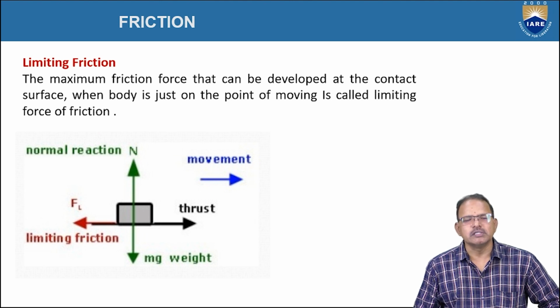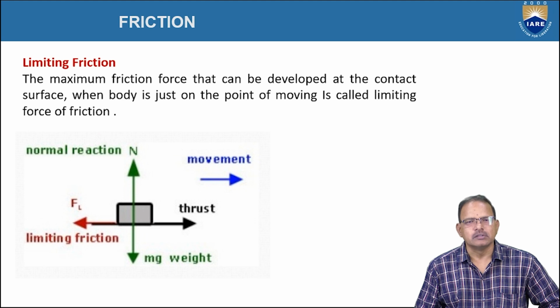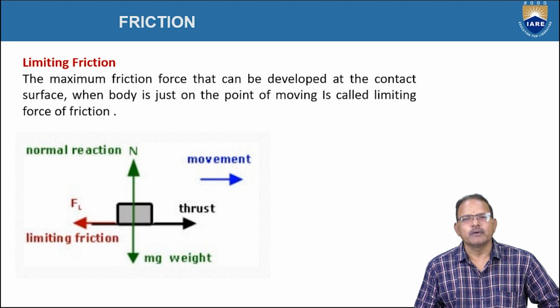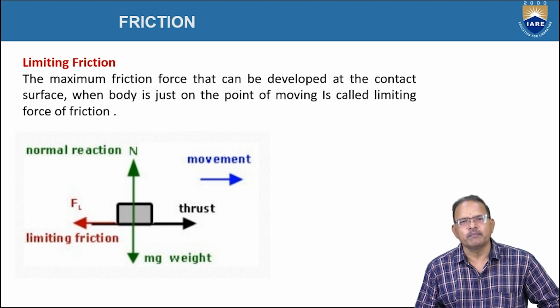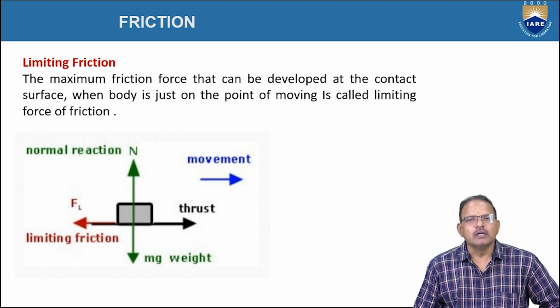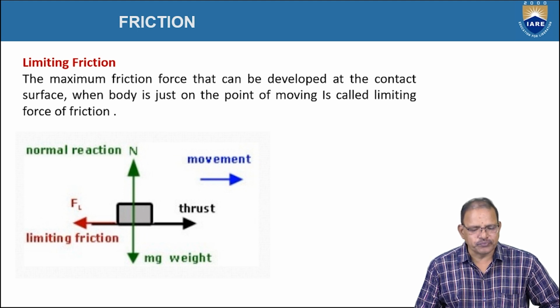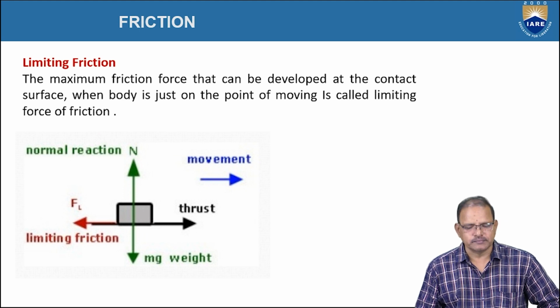When the force increases, because of interlocking properties, the body will not move, but the applied force goes on increasing. At some instant, it tends to move in the direction of the applied force. At this moment, the friction force which exists between the body and the contact surface is treated as maximum. This maximum friction force is called limiting friction.